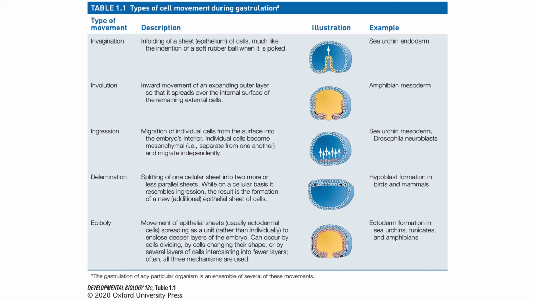And then next, you have the epiboly. Epiboly is the movement of epithelial sheets, usually the ectodermal cells, spreading as a unit rather than individually to enclose deeper layers of the embryo. This can occur by cells dividing, by cells changing their shape, or by several layers of cells intercalating into fewer layers. Often, all three mechanisms are used. This is basically found in the ectoderm formation in sea urchins, tunicates, and amphibians.